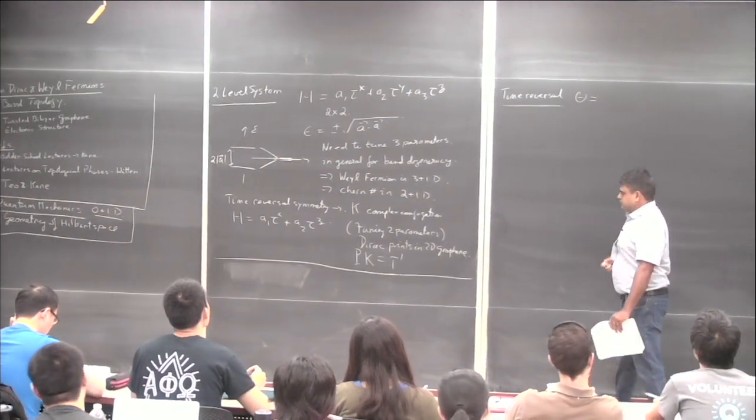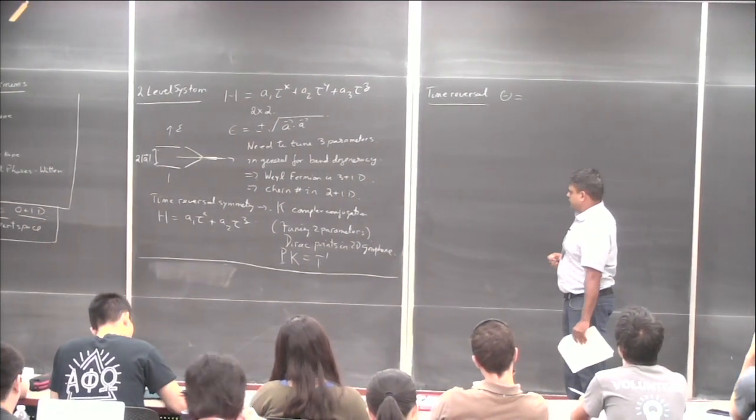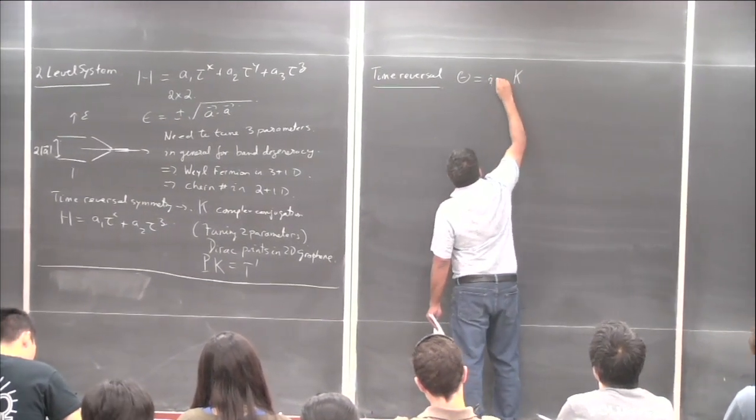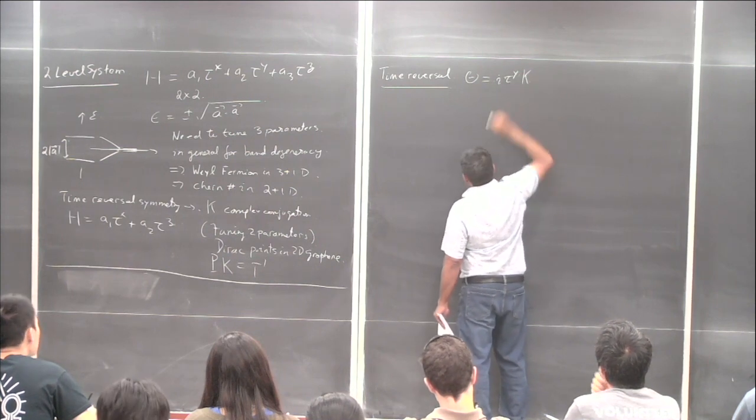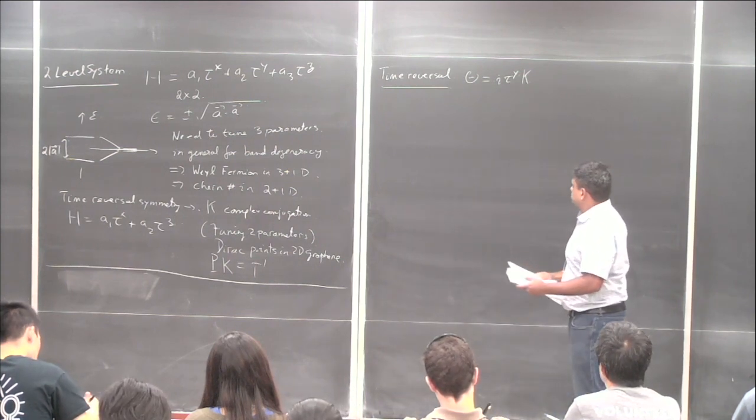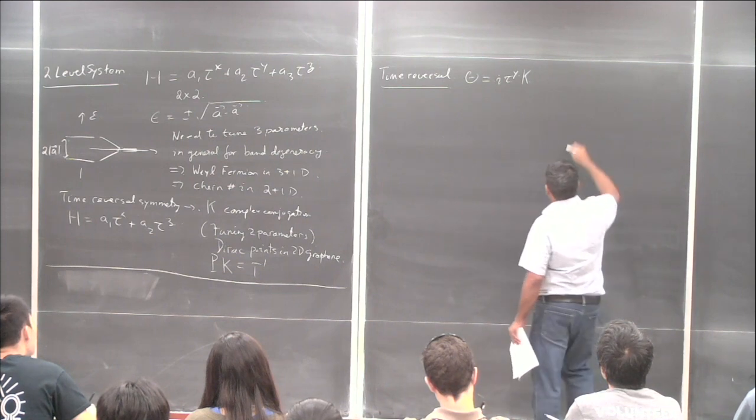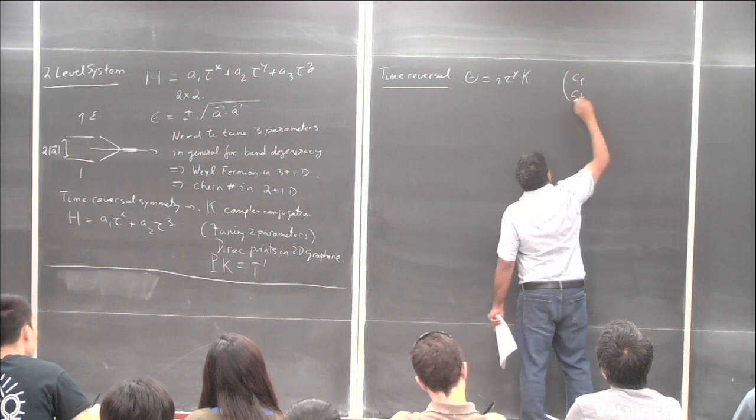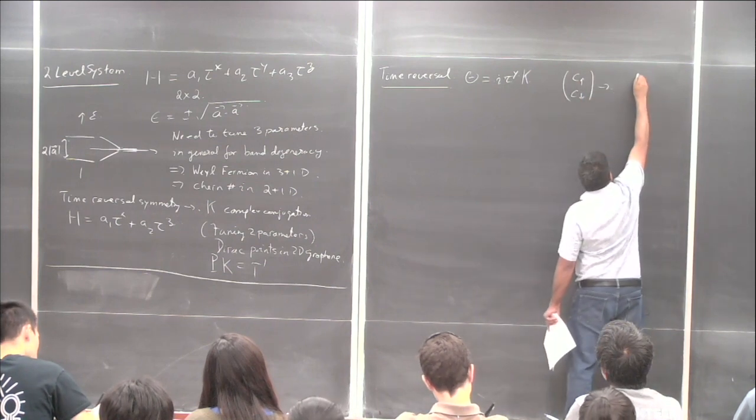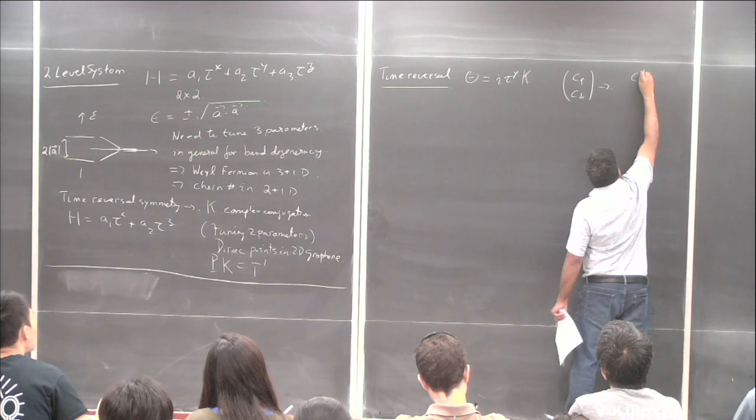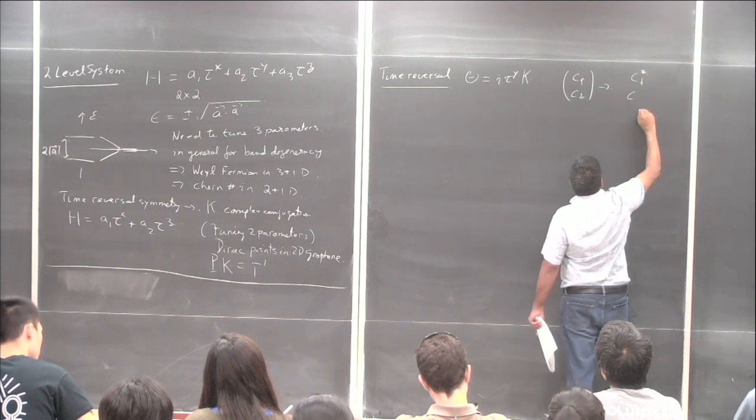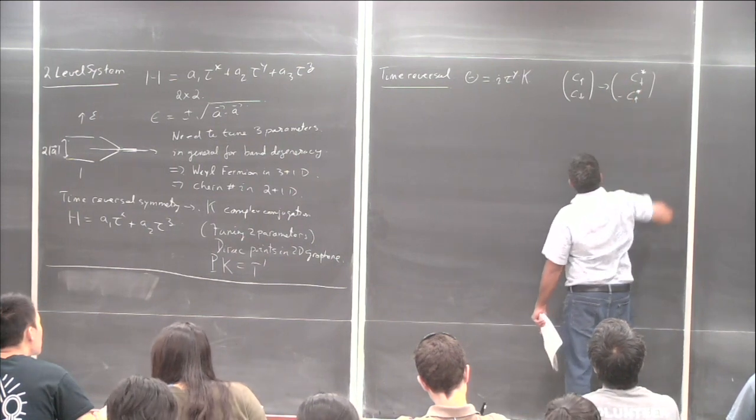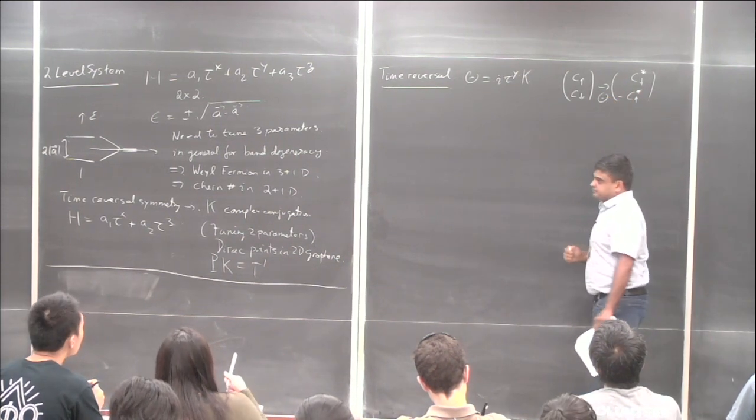Okay, so the time reversal we're actually used to for electrons, which is you do complex conjugation, but you also exchange the spin up and spin down. So if you had an electronic wave function with two components, this time reversal would take C up to C down star and C down to minus C up star. Okay, so that's this theta.